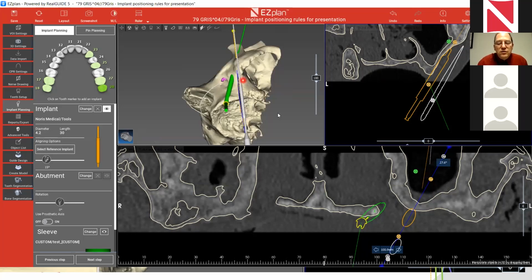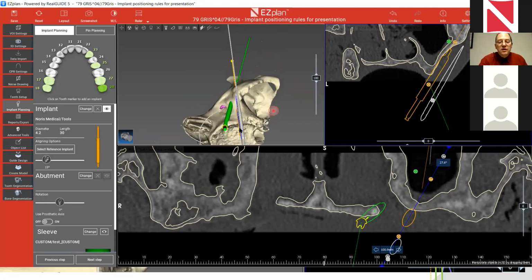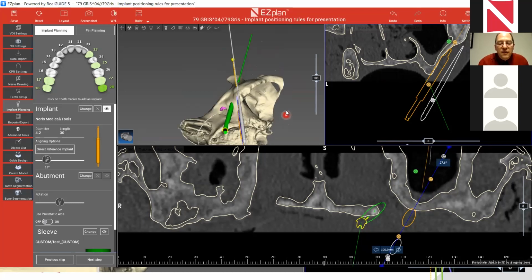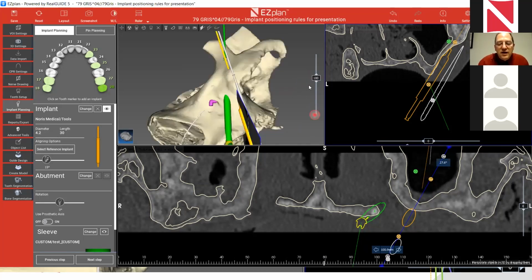If you're not going to be crossing, the whole thing is different. But if you're going to be crossing... if you're not going to be crossing, we position the posterior implant with the same method that we position the anterior implant in terms of the sinus angle. It's the same thing, and we measure it the same way. But if we are crossing, we will put the diamond.